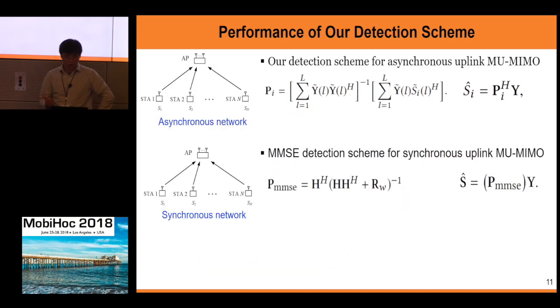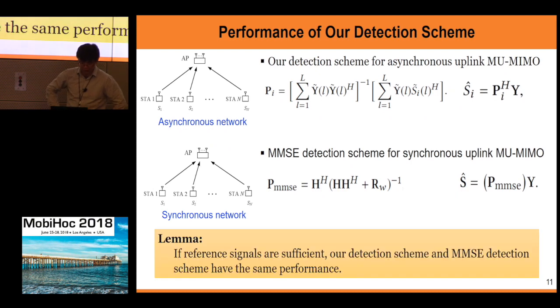Another question to ask is, how is the performance of this scheme? For the performance, we use MMSE as a reference. We consider two networks. The first is an asynchronous network, where the stations are independent of each other and there's no synchronization. The second is a synchronous network, where we assume the stations are perfectly synchronized. For the first network, we use our detection scheme. For the second network, we use the MMSE detection scheme.